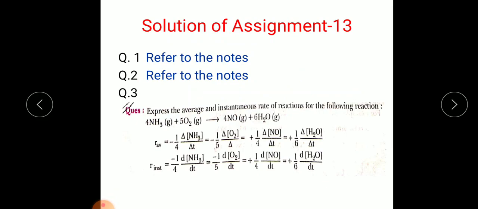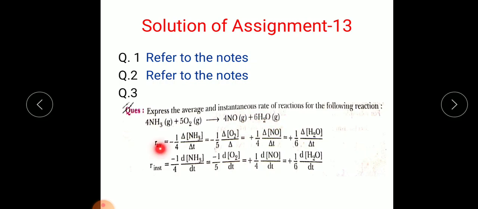So for question number 1 you can refer to the notes that I provided in the video, and for question number 2 also you can refer to the notes. But question number 3, I've asked you to solve. The question was: express the average and instantaneous rate of reaction for the following reaction, 4 ammonia plus 5 oxygen giving you 4 nitric oxide plus 6 water. Now you need to write down the average and instantaneous rate.